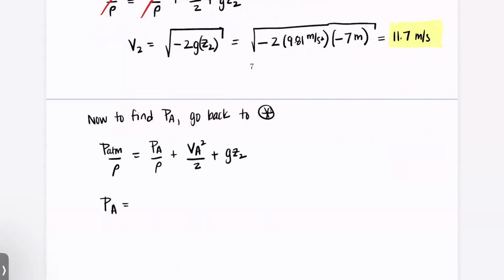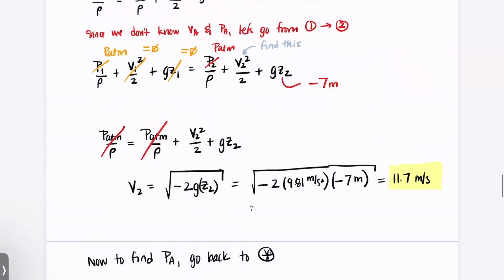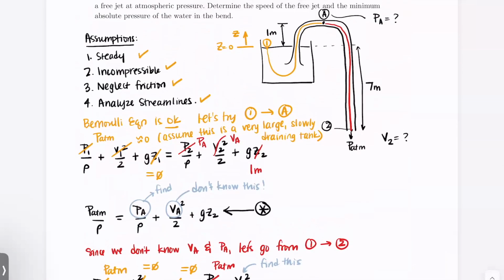So PA is equal to P atmosphere minus rho times VA squared over 2, minus rho GZ2. Right? We know Z2, that's that 1 meter. But we don't know VA still. Does it help us that we know V2? Owen is nodding yes. How?